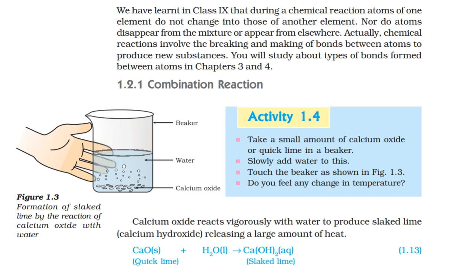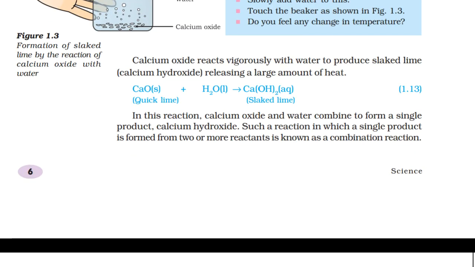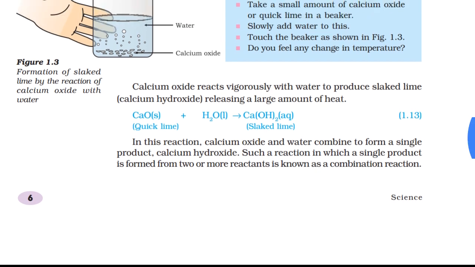Calcium oxide reacts vigorously with water to produce slaked lime, calcium hydroxide, releasing a large amount of heat. In this reaction, calcium oxide and water combine to form a single product, calcium hydroxide. Such a reaction in which a single product is formed from two or more reactants is also known as a combination reaction.